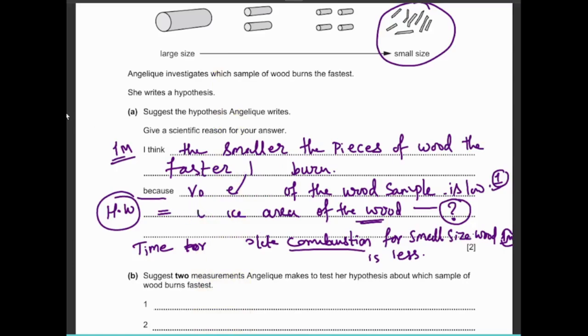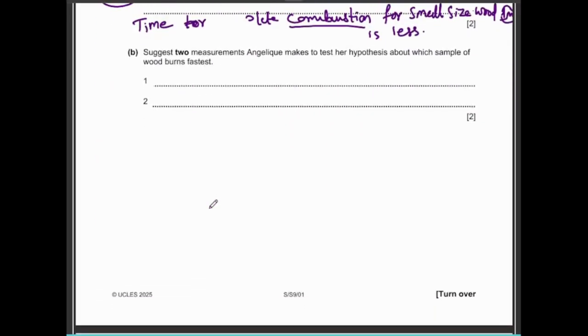But I hope you got the answer here. So this is what we are talking about, surface area. Okay, let's go to the next question.